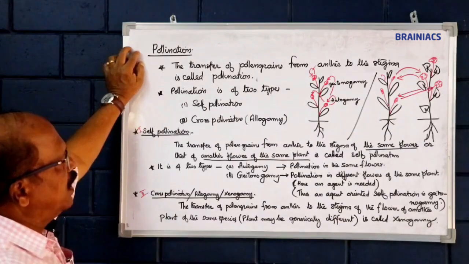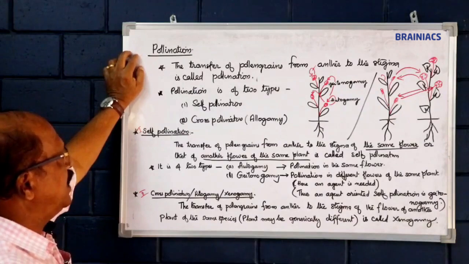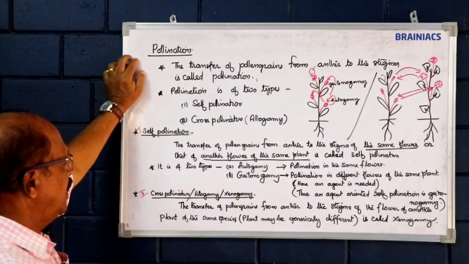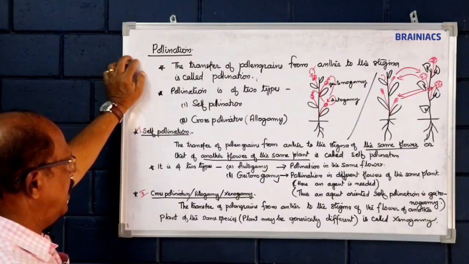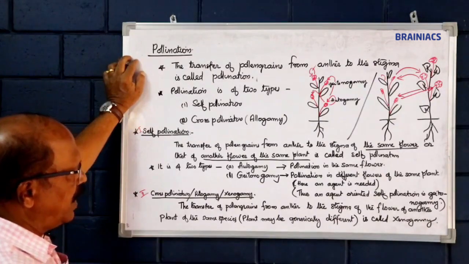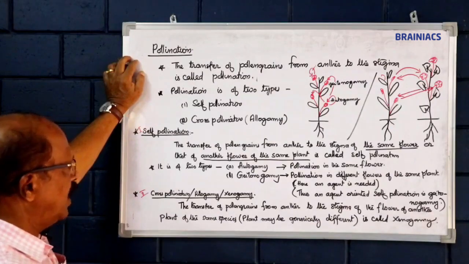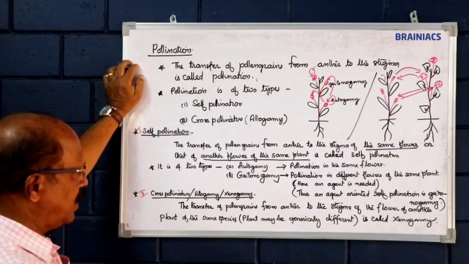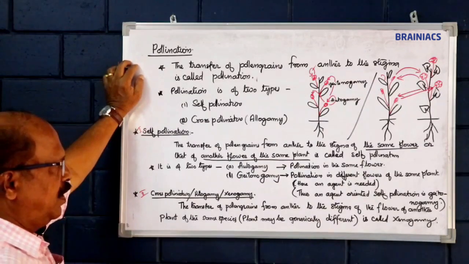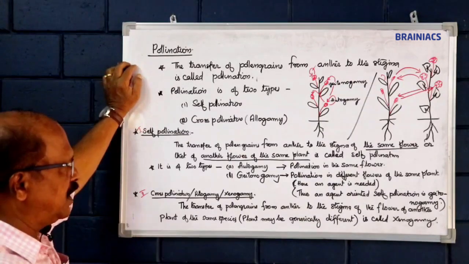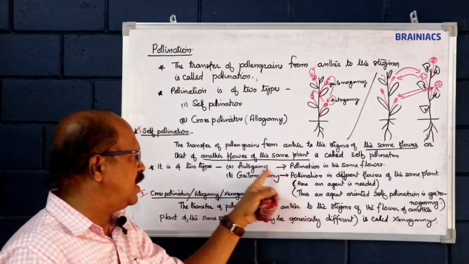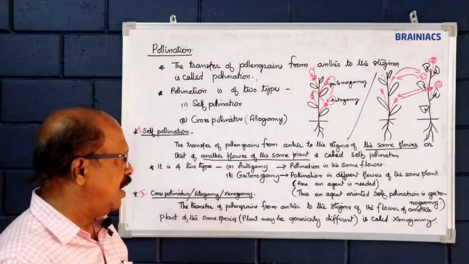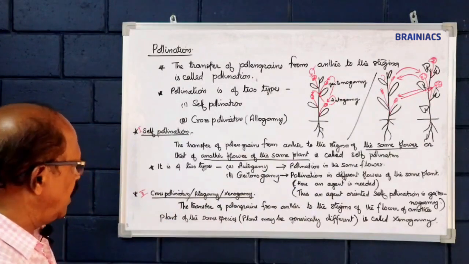Transfer of pollen grains from anther to the stigma is called pollination. Pollination is of two types, self-pollination and cross-pollination. Self-pollination is the transfer of pollen grains from anther to the stigma of the same flower or of another flower of the same plant. Self-pollination is of two types, autogamy and geitonogamy. Pollination in the same flower is autogamy. Pollination in different flowers of the same plant is geitonogamy.